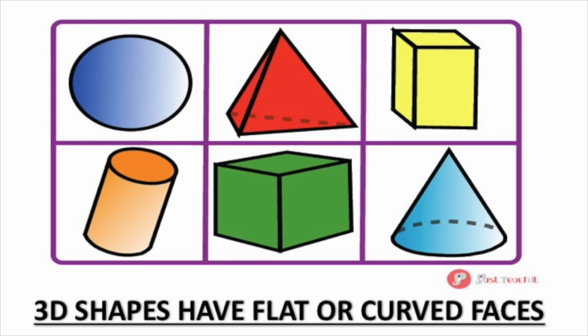3D shapes have flat or curved faces. And some shapes have both. Like you can see here, our triangular prism has flat faces. But the sphere and today's shape, the cylinder, have curved faces.